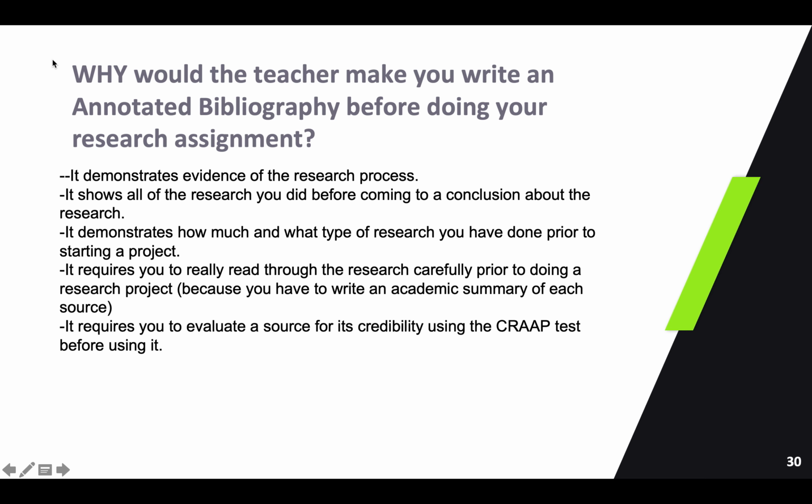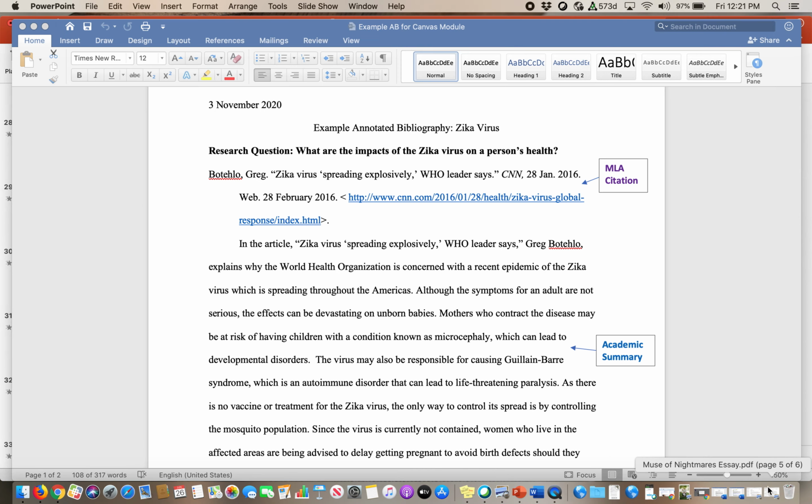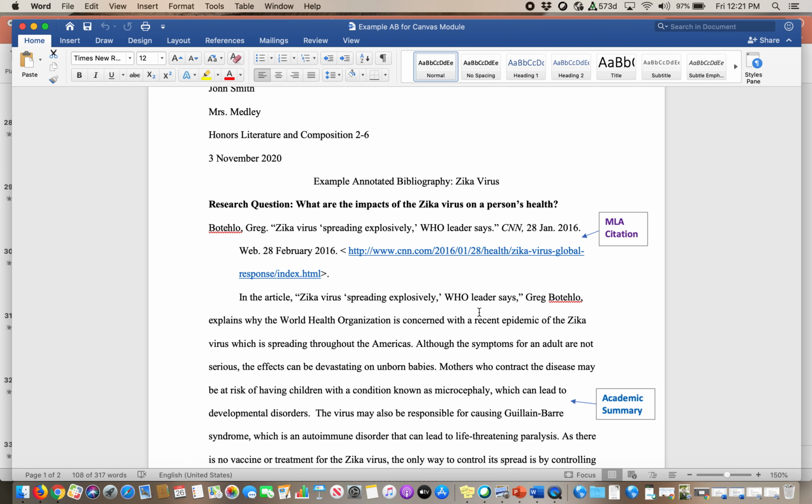In the upcoming videos, you're going to learn more about the process of creating an annotated bibliography entry like this one and how you would put it together in a final product.